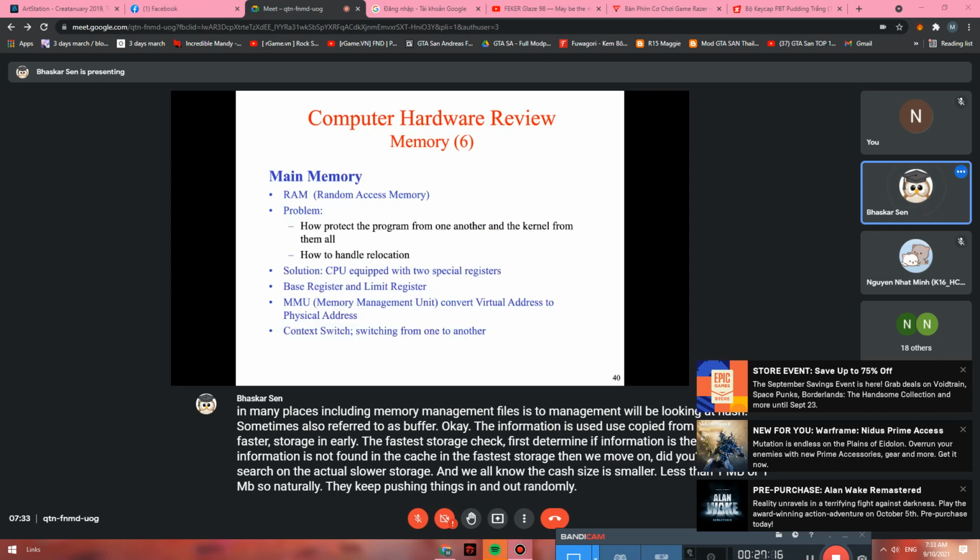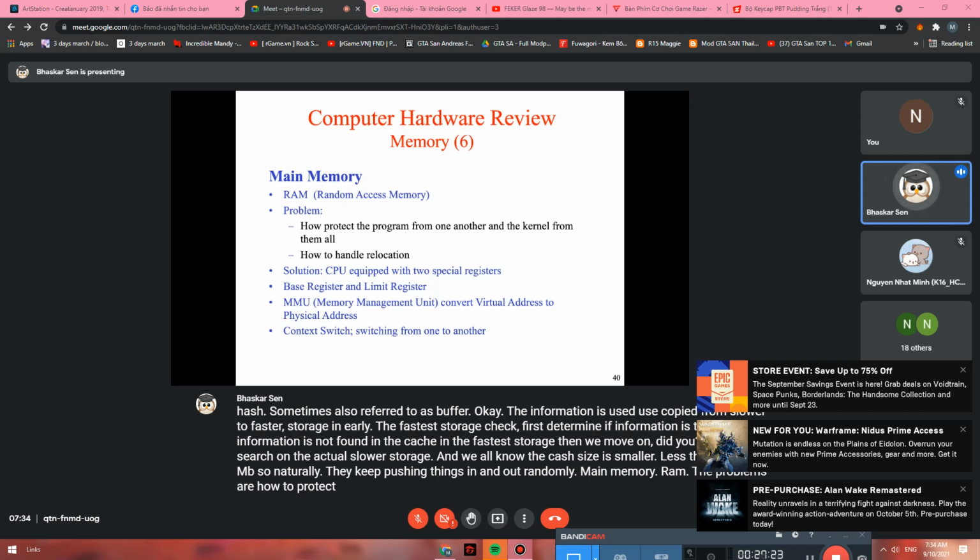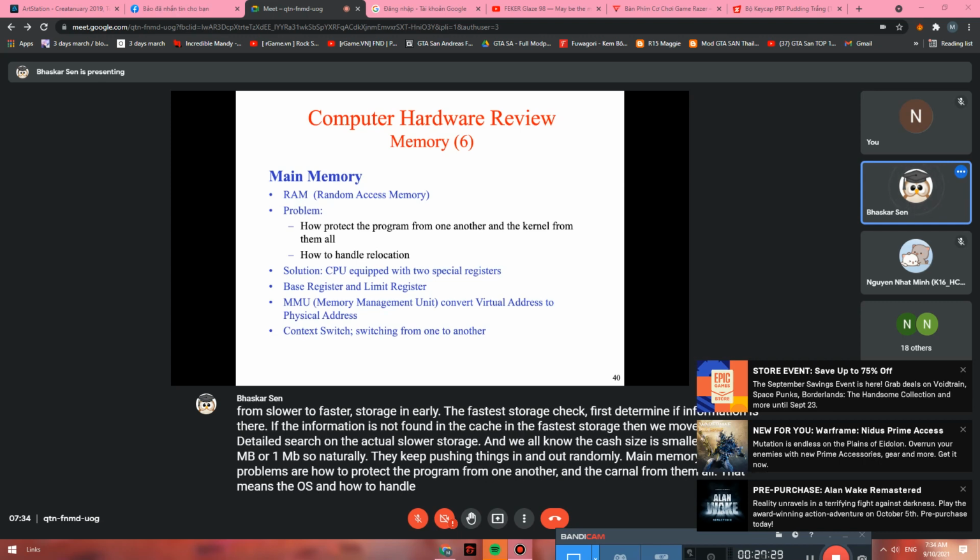Main memory, RAM. The problems are how to protect the programs from one another and the kernel from them all, that means the OS, and how to handle relocation.